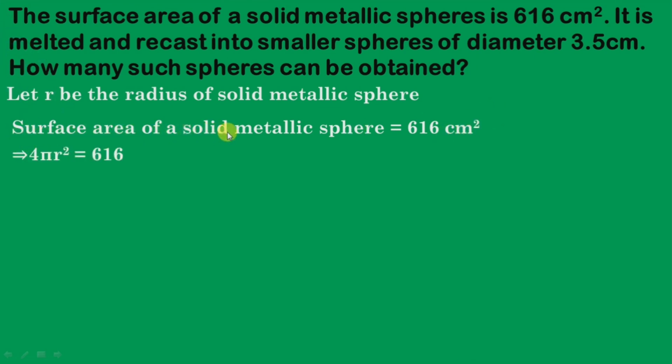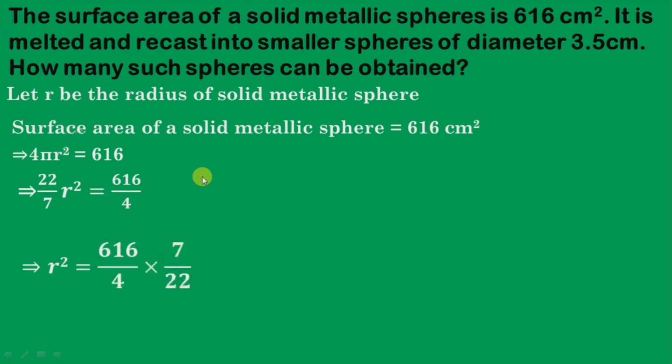Formula for surface area of sphere is equal to 4 pi r square is equal to 616. Pi means 22 by 7. So r square is equal to 616 divided by 4 into 22 by 7. This 4 when it comes this side becomes a division. After our cross multiplication, r square is equal to 616 divided by 4 into 22 will come down and 7 goes up. So now we'll cancel it.